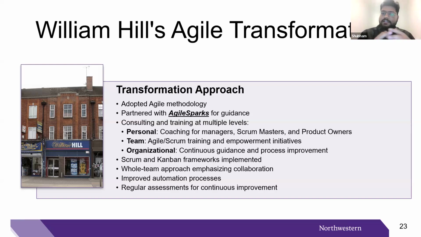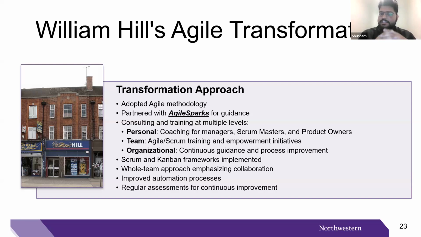And accordingly, here they used a mix of Scrum and Kanban instead of just going by one. They actually understood which vertical is served best by which methodology, and they took that. And the whole team emphasized collaboration. There was improved automation, not automation for the sake of it, but automation that can actually produce value. There were regular assessments that helped them know whether they were leading into a successful agile transformation or not.